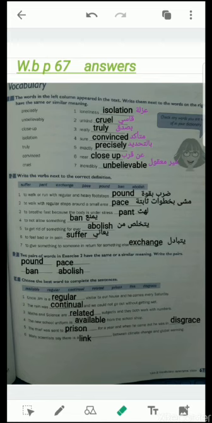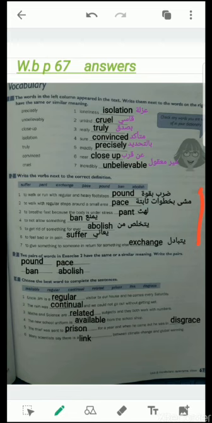Two pairs of words in exercise 2. This is exercise 2, okay? Pairs, أزواج من الكلمات, have the same or similar meaning. Synonyms, as in exercise number 1. We have pound and pace, and we have ban and abolish. Pound and pace mean to walk with steady steps or hit the ground hard, while ban and abolish mean prevent, يمنع.